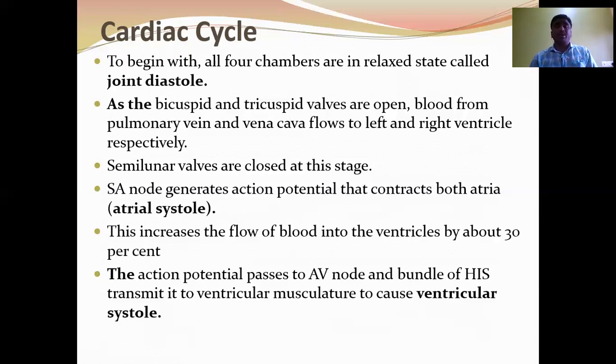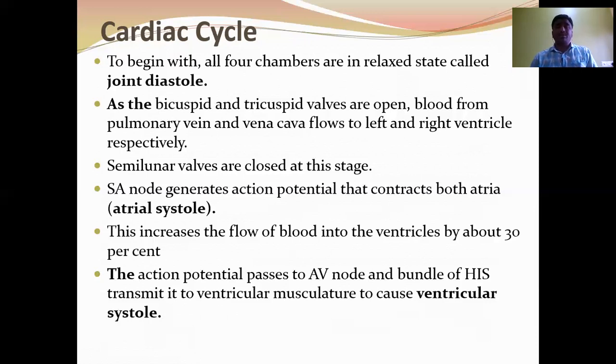But during this joint diastole stage, the semilunar valves are closed. Bicuspid and tricuspid valves are open and semilunar valves are closed. So the blood drained into the right and left auricle freely flows into the respective ventricles. About 70% of blood is filled in the ventricles during this stage.